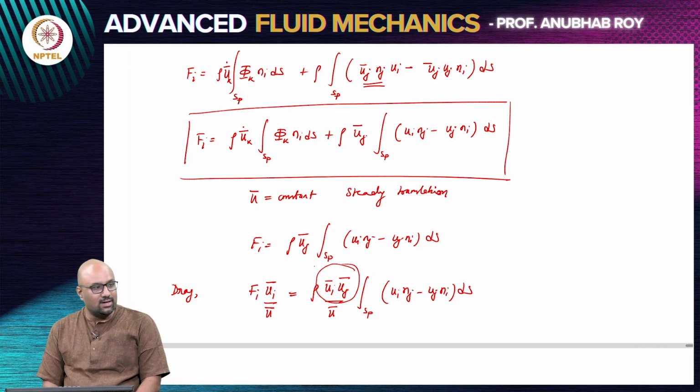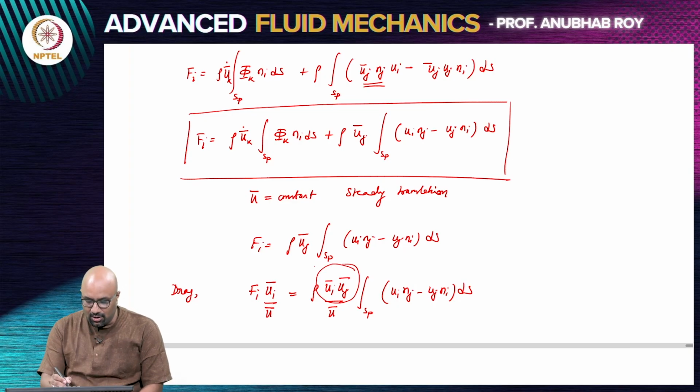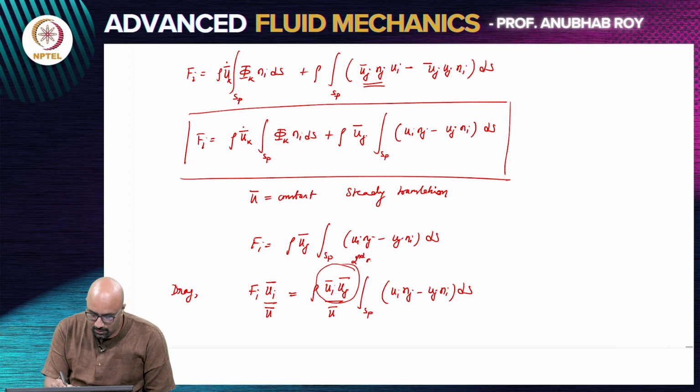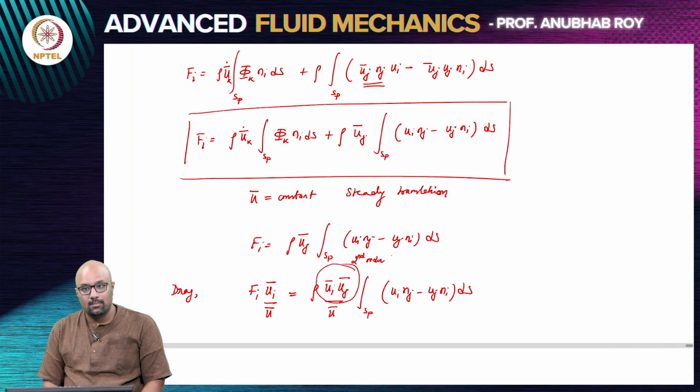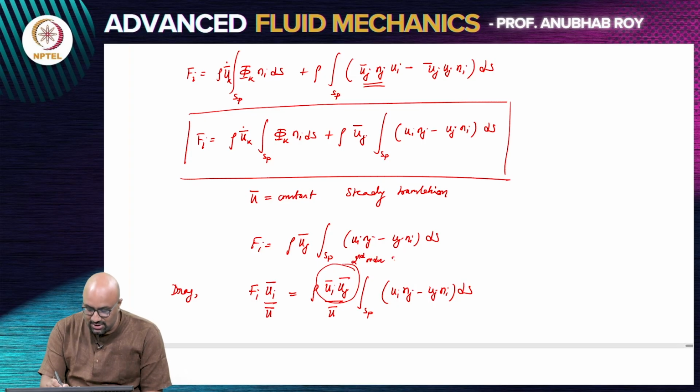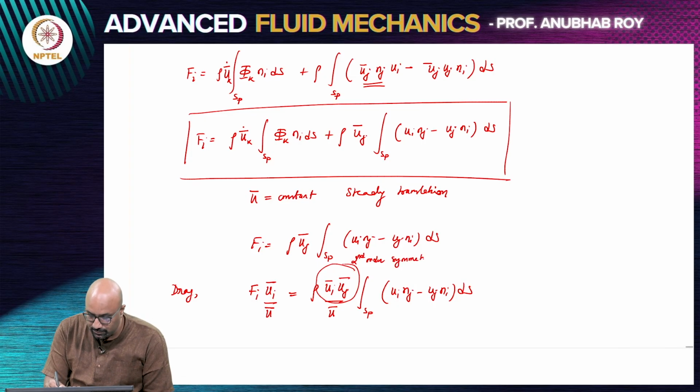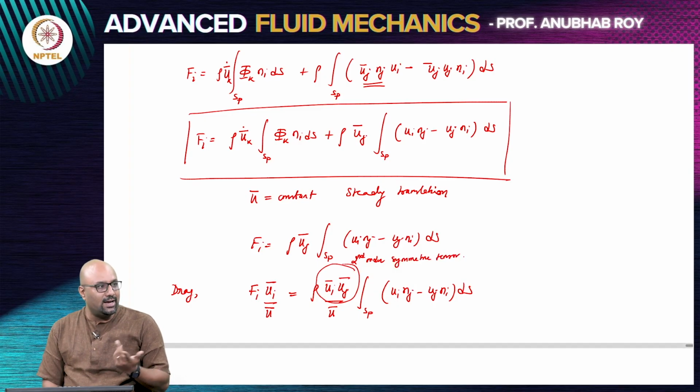What is the order of that circled quantity? It's a second order. What kind of tensor? It's a second order symmetric tensor, right? If you switch j with i, you get the same answer. So it's a symmetric second order tensor.